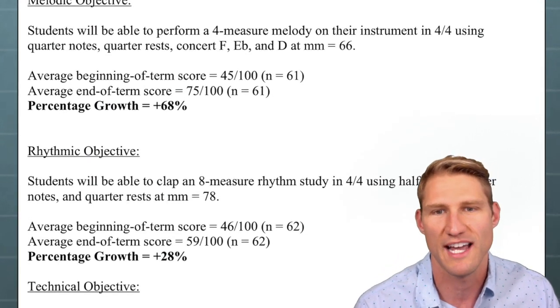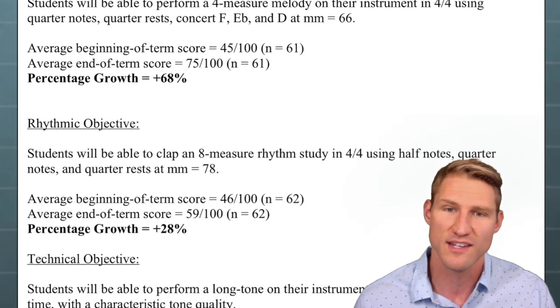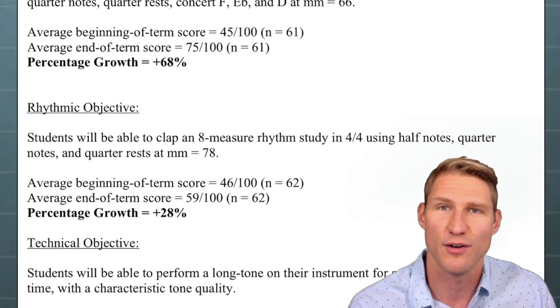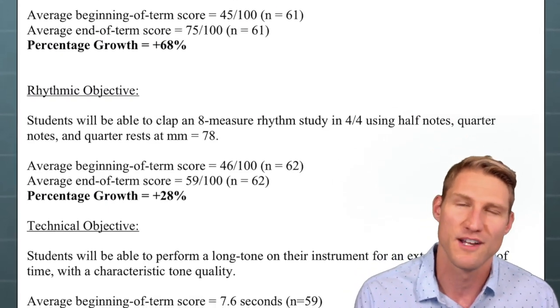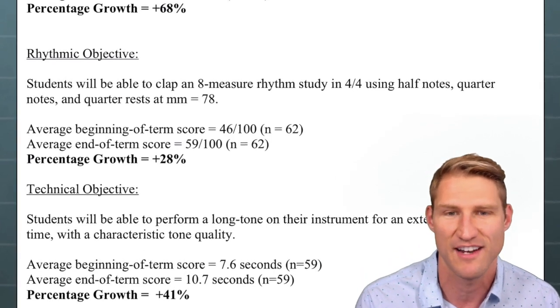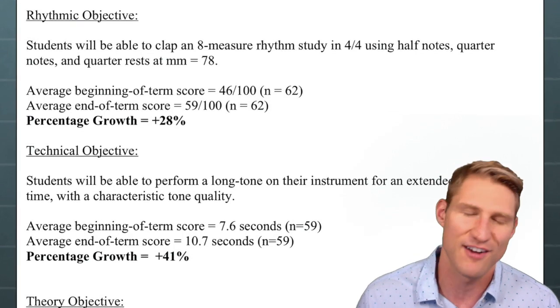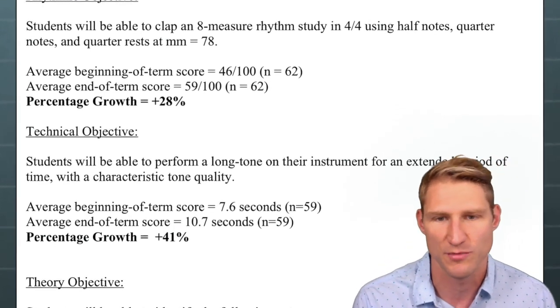Our technical objective, which was performing long tones. So you could see that on average, our fourth grade band students improved by a percentage of 41%, going from 7.6 seconds on average to 10.7 seconds, producing a characteristic tone quality in tune on their instrument.